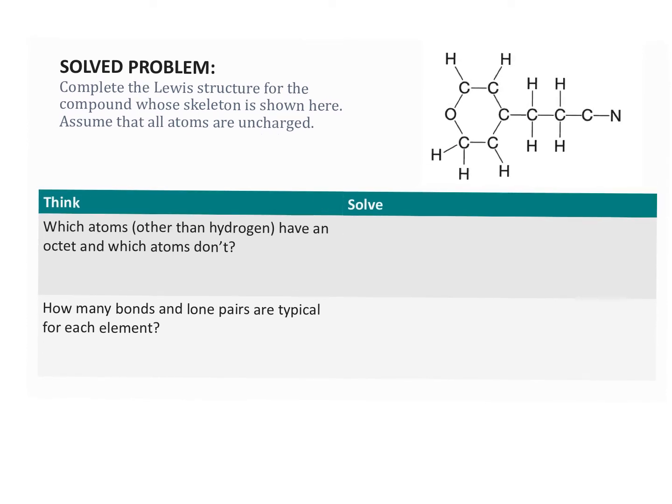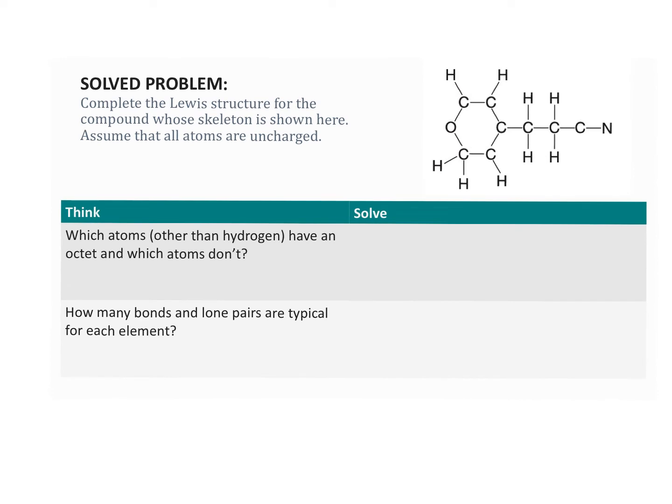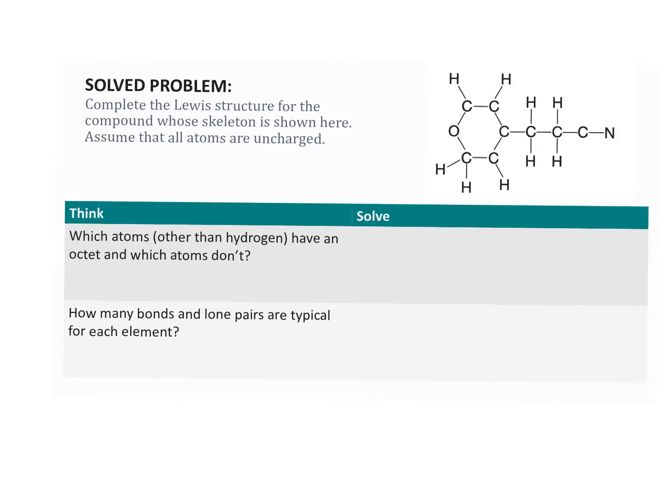So if all atoms are uncharged, we can go back to those rules that we see. It says, look, which atoms other than hydrogen have an octet and which atoms don't? I'm going to highlight in purple the ones that don't have an octet. And let's talk about how we do this.